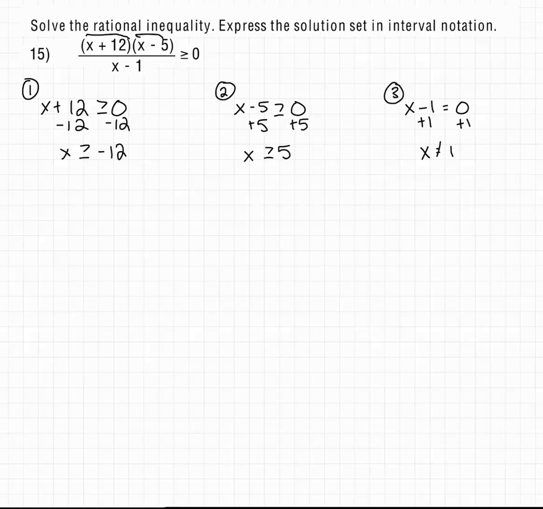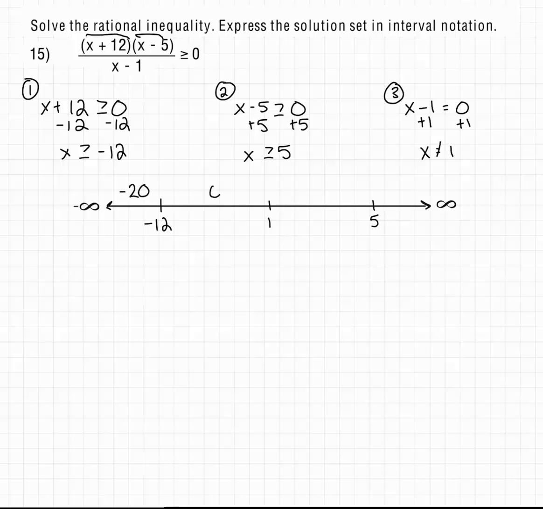Now that we have those, let's go ahead and draw out our number line. Now that we have our number line, let's put in our x values. First we have negative 12, then we have 1, and then 5. So I'm going to choose some numbers in between each of these points to test so we can get our solution set. So for this one, I'm just going to do negative 20, then I will do 0, 2, and 6. So now let's start testing these numbers.